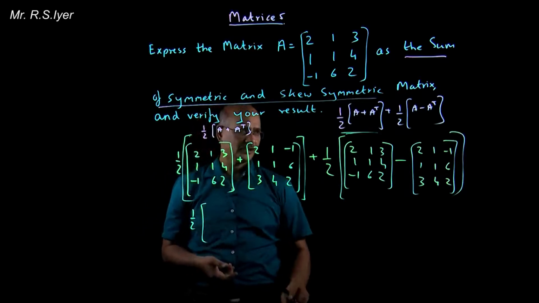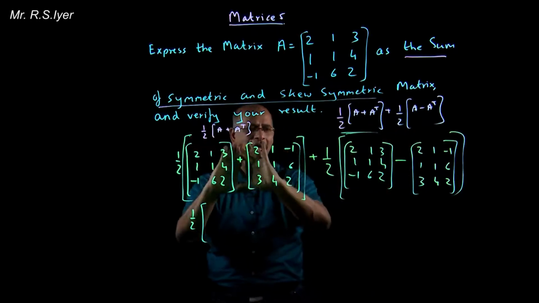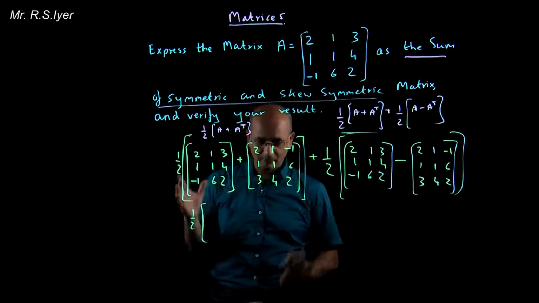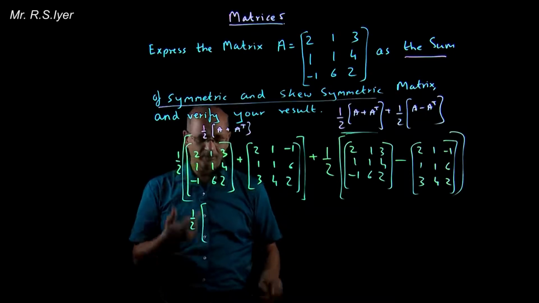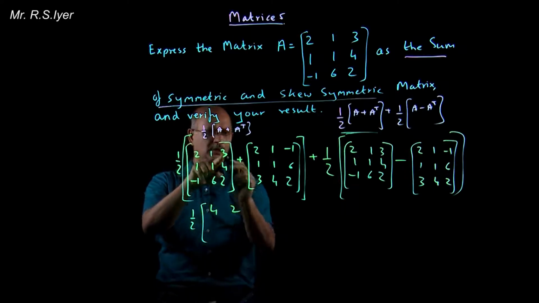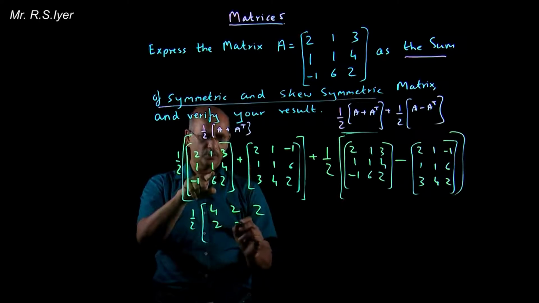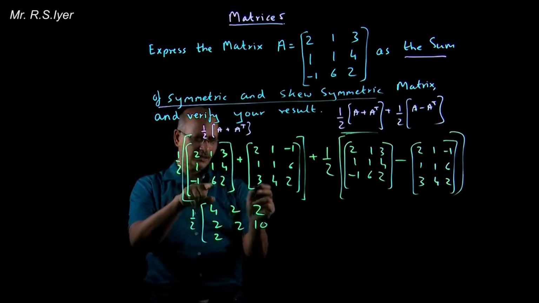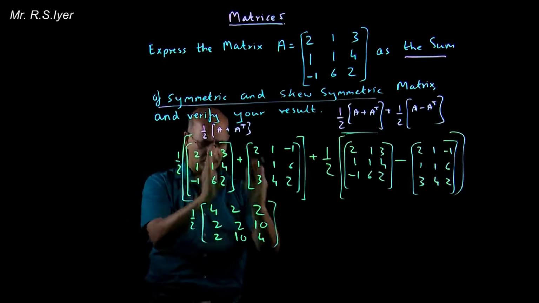So just understand, this was half of A plus AT, this was half of A minus AT. I am adding those things, so sum of symmetric plus skew symmetric. Now let us begin the working here. This will become 2 plus 2, 4, 1 plus 1, 2, 3 plus 3 minus 1 is 2. 1 plus 1 is 2, 1 plus 1 is 2, 4 plus 6, 10, then minus 1, 3, that is 2, 6 plus 4, 10, 2 plus 2 is 4. So this I got in combined form.